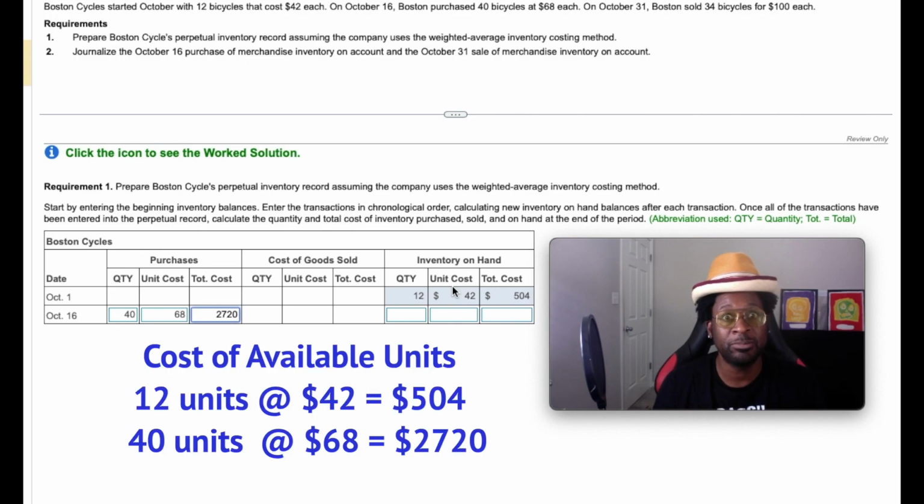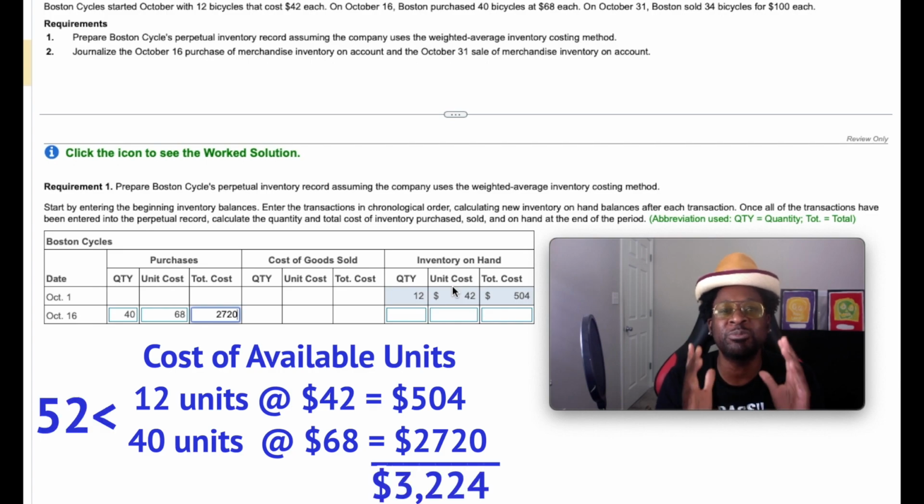And how many available units we have? We started out with 12. We made a purchase of 40 additional units. So that gives us 52 available units.